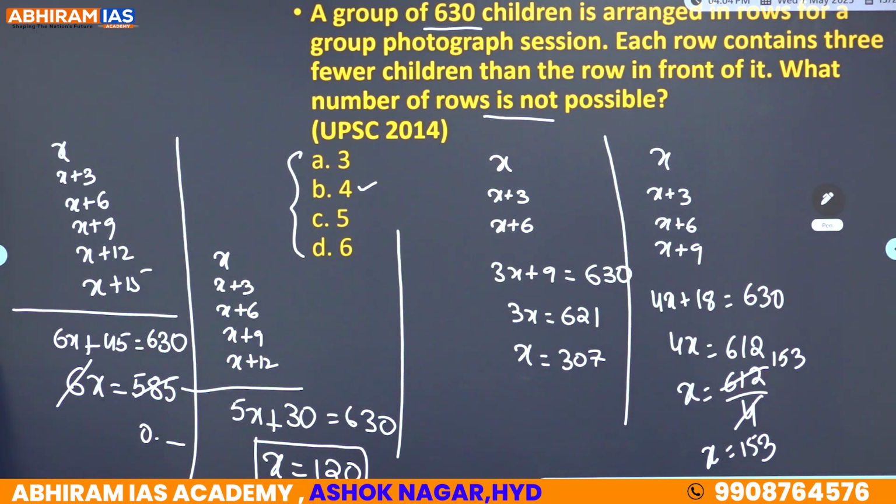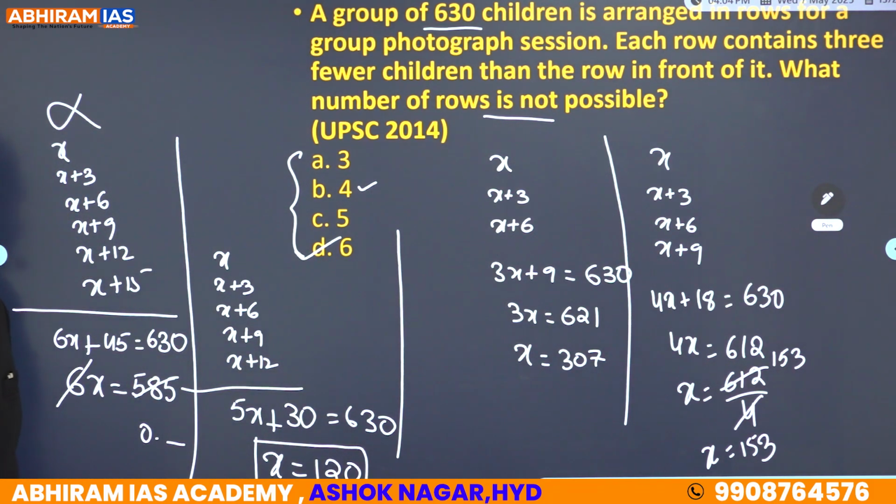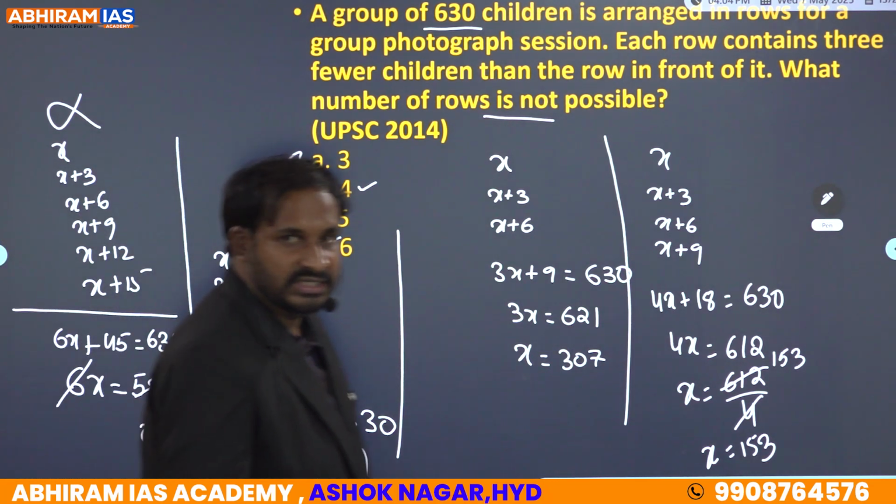Will we have head count in decimals? Head count means number of persons, in 0.5, 0.6 like that. It is not possible. That means it is not possible to have 6 rows. We can have 3 rows, 4 rows and 5 rows, but we cannot have 6 rows. So here our answer becomes 6.